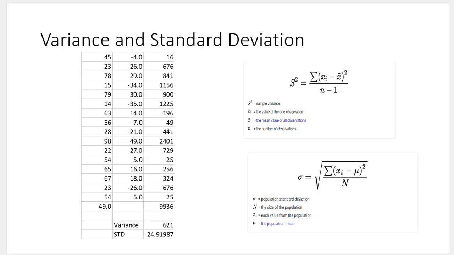And we do all of that, and that obviously removes the negative numbers. And so we then sum that. That's the sigma, and we get 9936. Now, by calculating the variance, we divide by n minus 1, and that's 621. And the standard deviation, in contrast, is the lower formula. We simply divide by n, but we take the square root, and that's 24.